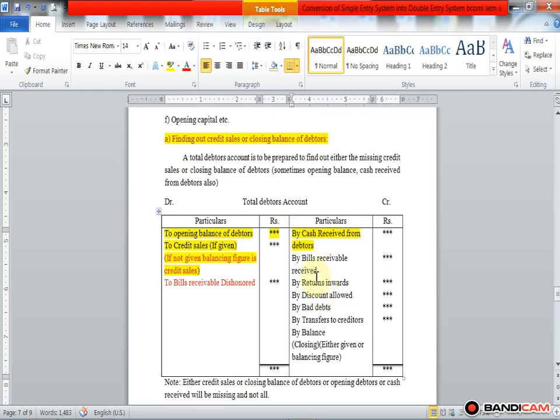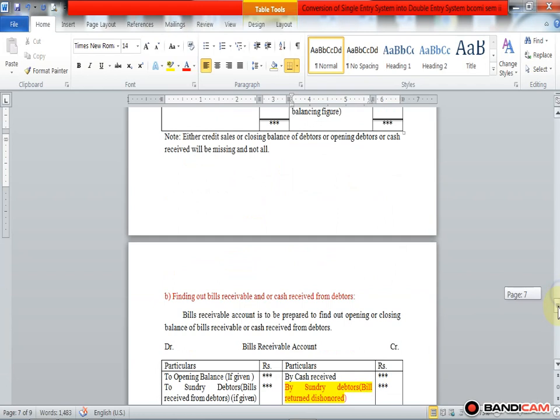Okay, next one is bills receivable received during the year. Bills receivable received during the year is also transferred to the credit side, because the entry is: what we received is debit, and the person who gives us the bills is credited. That is, bills receivable account debit to debtors account. The same effect will be on the debit side of bills receivable here.